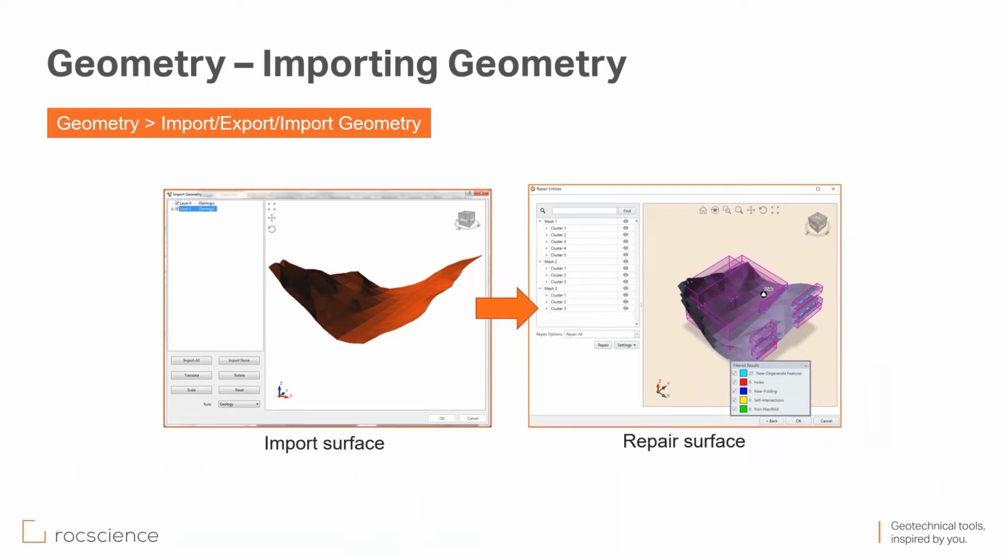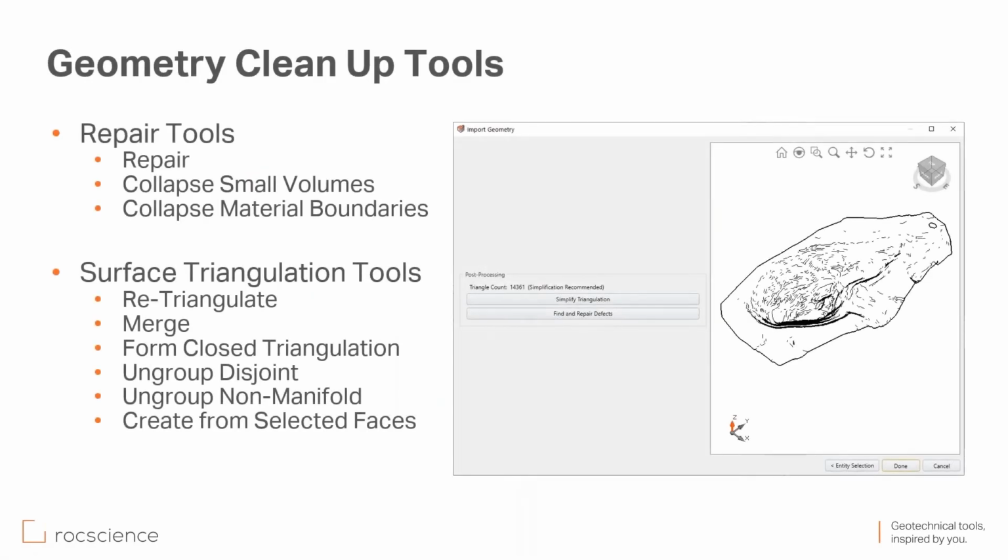After importing surfaces in the RS3 software, the first step is that the software checks the surface for defects or problems. And then we have different sets of repairing tools to repair the surfaces that we input to the software. The first group of the repair tools are looking for defects in the surface, and they're going to fix these defects. Also, we have surface triangulation tools.